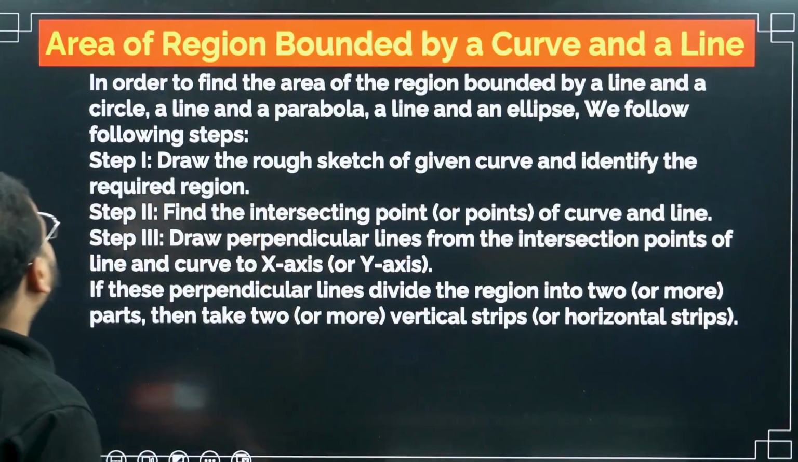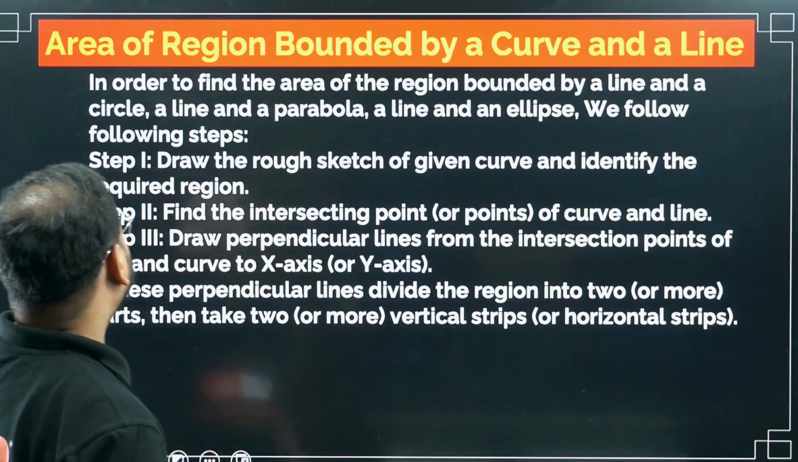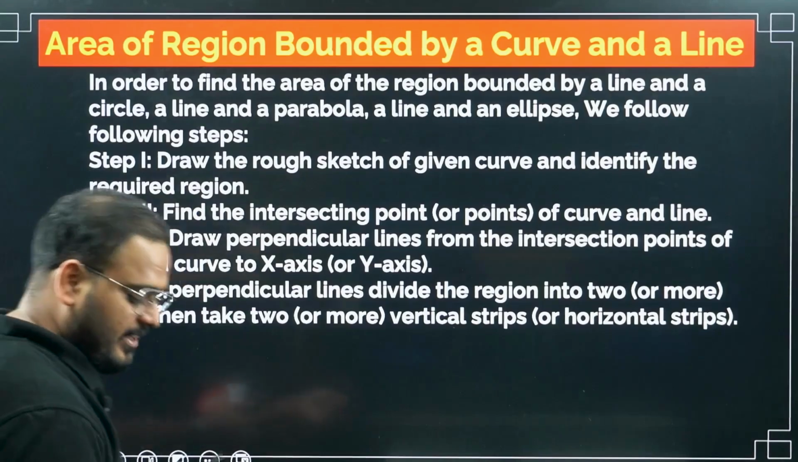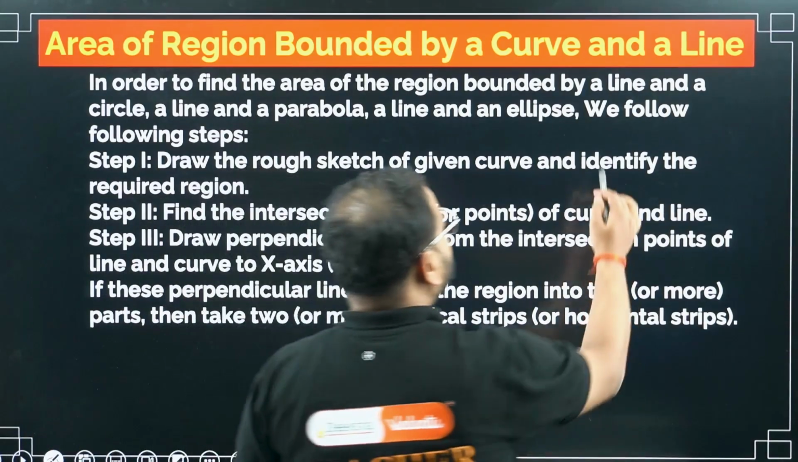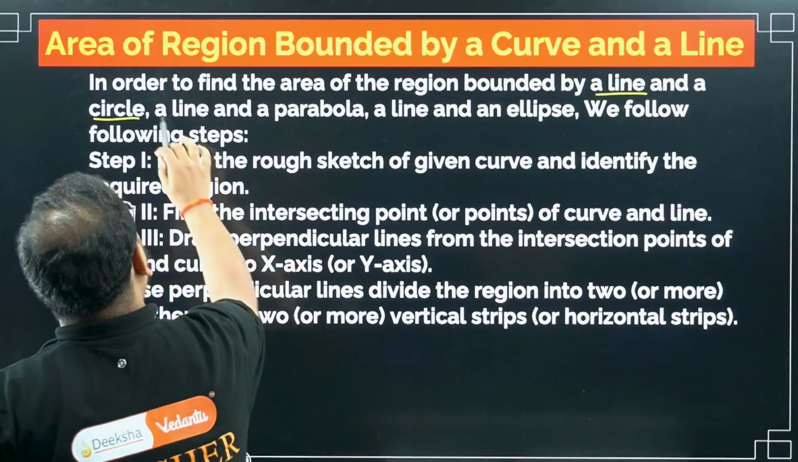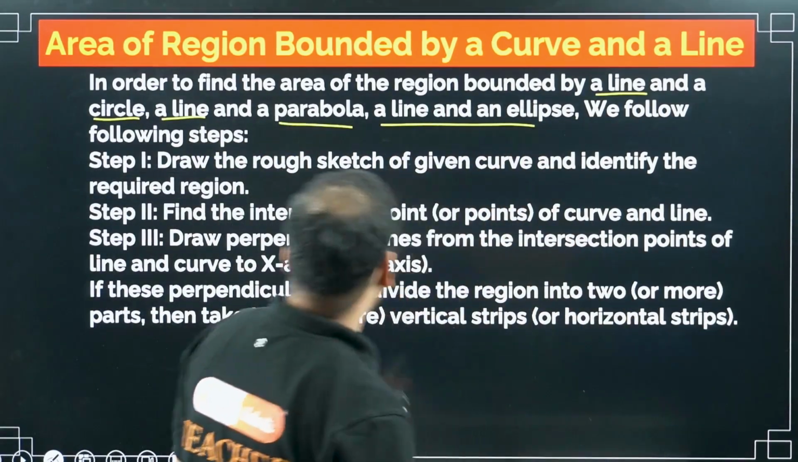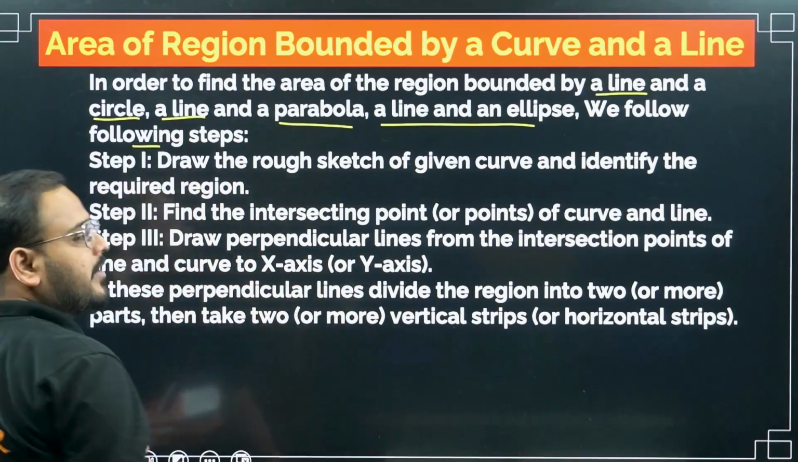In order to find the area of the region bounded by a line and a circle, there are different cases present here. The first case is a line and a circle, then a line and a parabola, then a line and an ellipse. We follow the following steps.